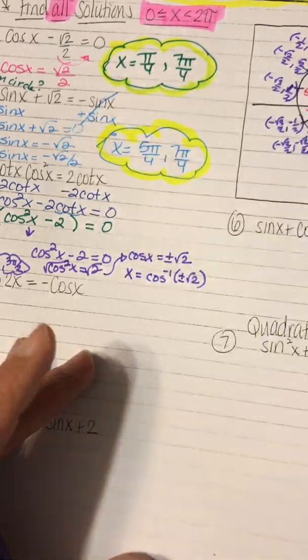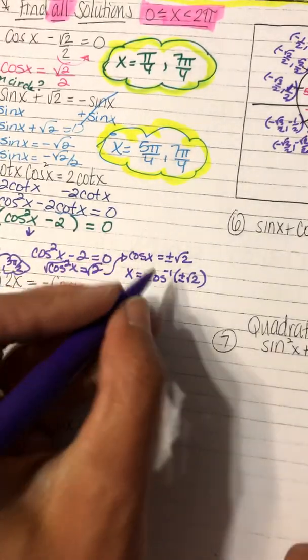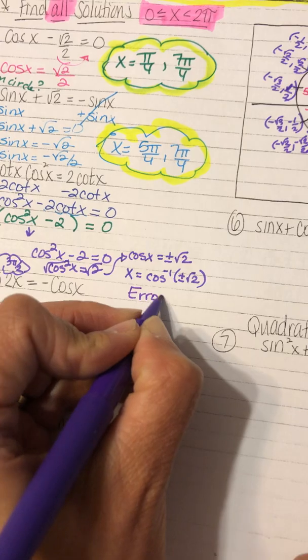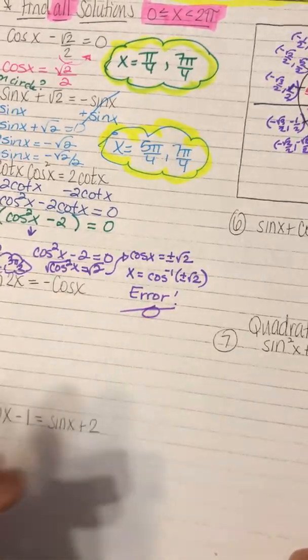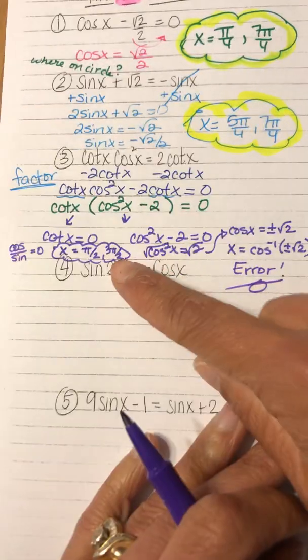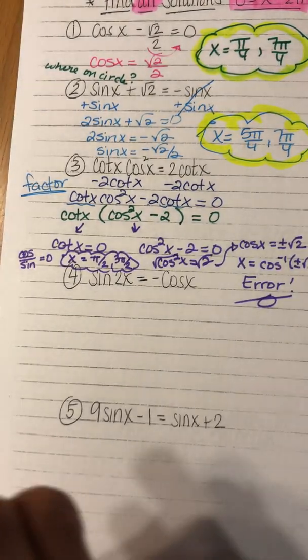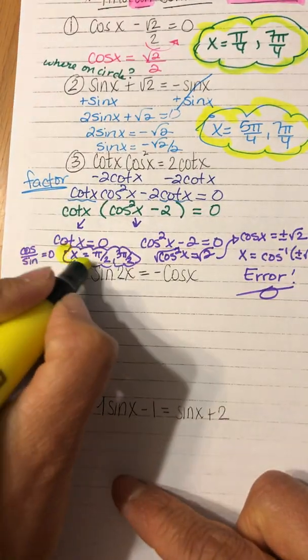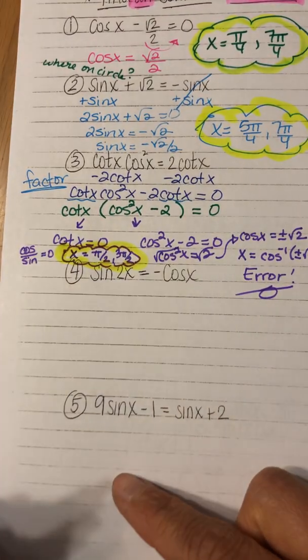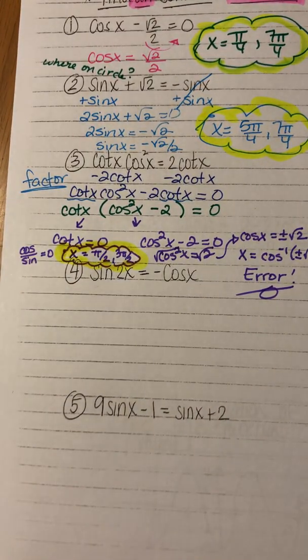Domain error. So because of that, I'm getting an error. So there's nothing out of that. So my only two answers are the two that I got from the first factor, which is pi over 2 and 3 pi over 2. Okay, so that was 3.